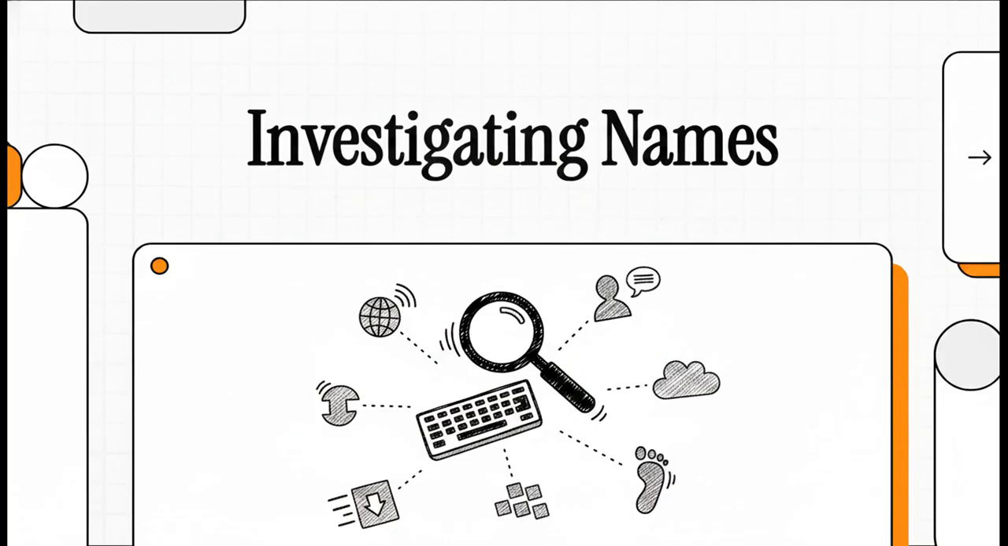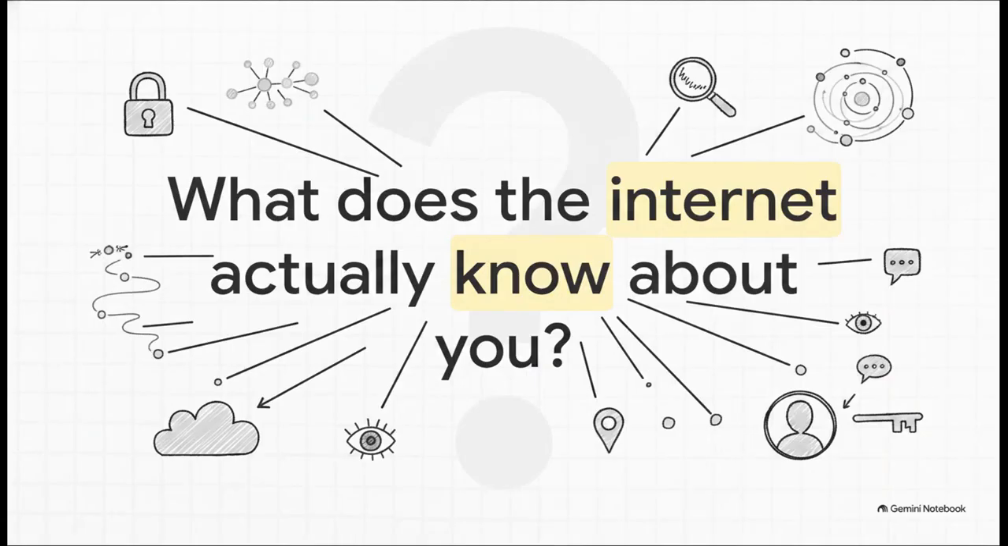We're diving deep into open source intelligence, or OSINT, to see how one simple name can unravel a massive, hidden trail of data. Let's get right into it. So pause for a second, think about it. What does the internet actually know about you? It's kind of terrifying, right? A single starting point, like your name, is literally a master key that can unlock your entire digital life.